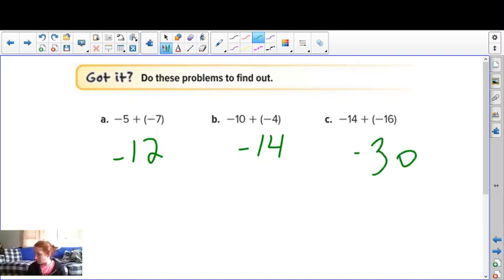All right, -12, -14, and -30. Fat cat, don't you dare sit on that.